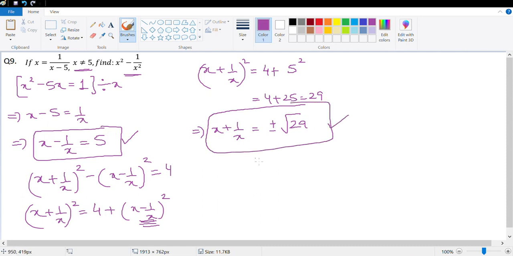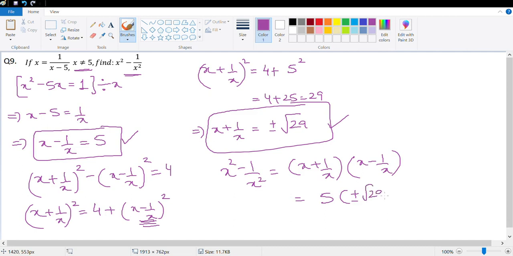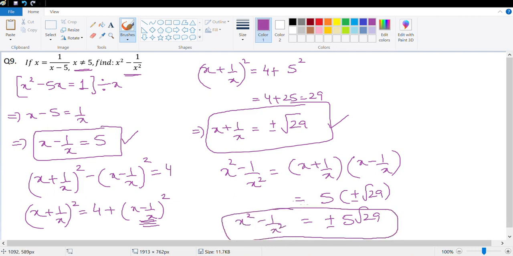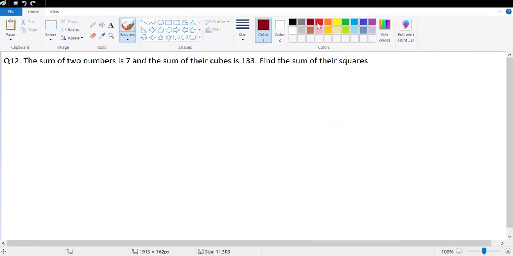We already figured x minus 1 upon x, which means x square minus 1 upon x square would be equal to x plus 1 upon x multiplied with x minus 1 upon x. This is 5 and this is plus minus root 29. So the answer is plus minus 5 root 29. That's the answer that they were expecting, x square minus 1 upon x square. Good, let's look at the next question. The next question that we're doing is question number 12.